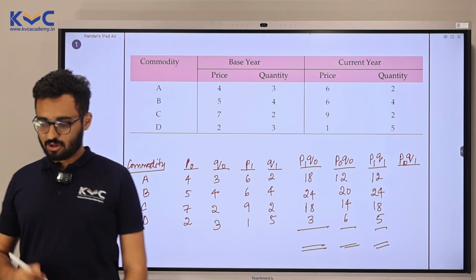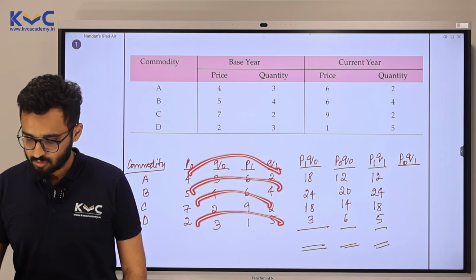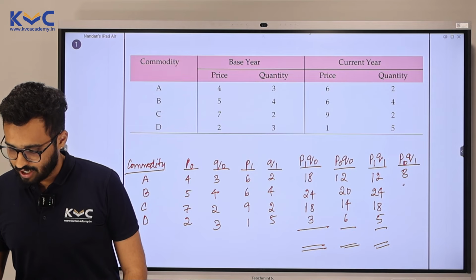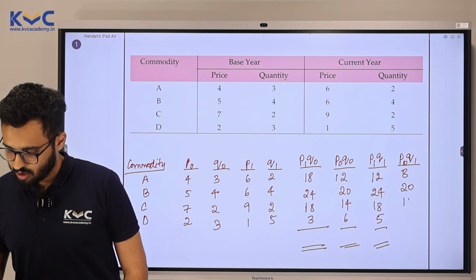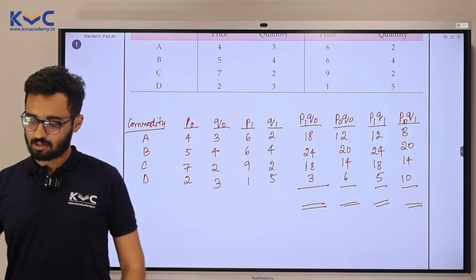P0 into Q1. Is this P0 into Q1? Correct? So 4 2s are 8, 5 4s are 20, 7 2s are 14, and 2 5s are 10. So we have all of this. Now let me total it up.